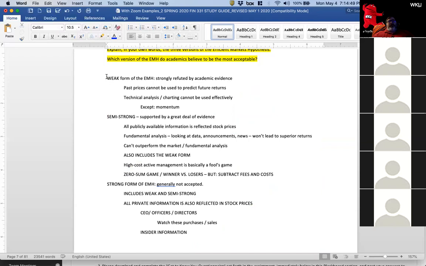The first form of the efficient markets hypothesis is called the weak form. Basically, it says that past prices, just the past price information, which shows up if you could take all those past prices and chart them out, okay? Those past prices cannot be used to predict future returns. People who do that type of analysis are called technical analysts. They do technical analysis. They're also called chartists.